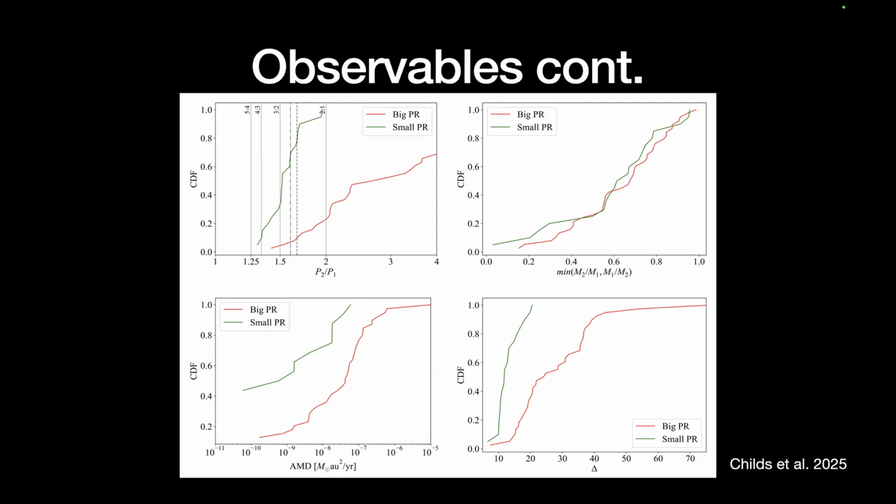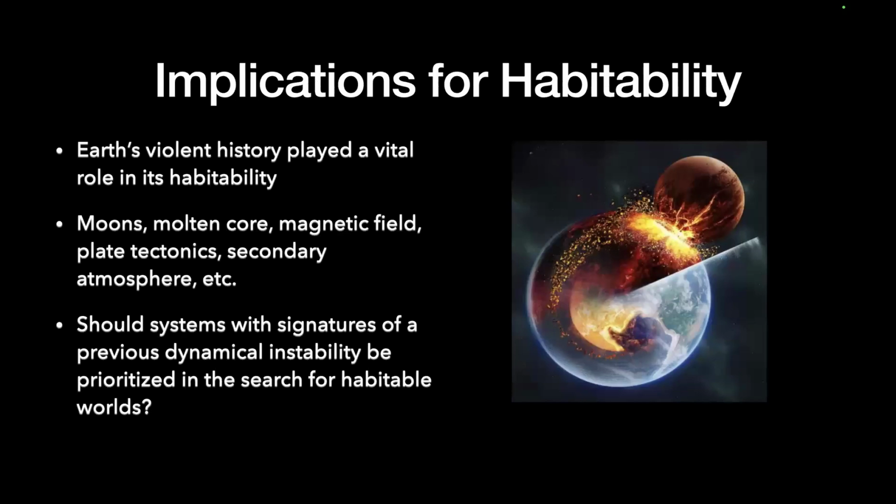And so you might be asking, well, why is this important? Why do we care about which systems underwent a late stage giant impact? Well, because it can have important implications for habitability. When we talk about the search for habitable worlds and the search for life, it's very strongly guided by what we know about Earth. And so following this line of thought, we should also be prioritizing systems that have a dynamical history similar to what Earth experienced.